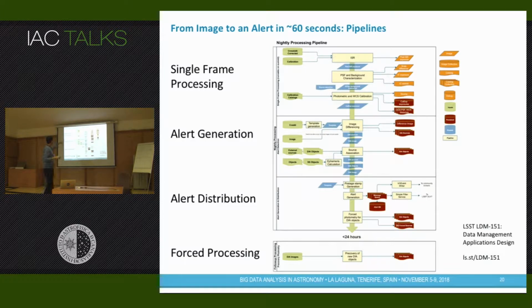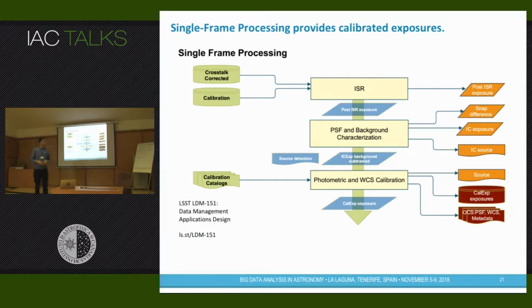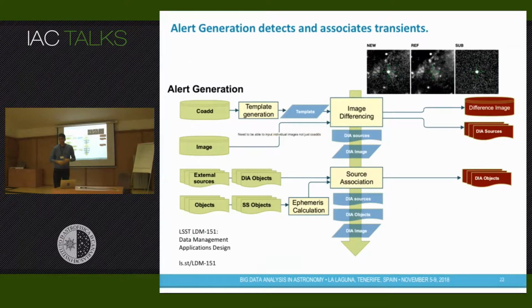And then the first thing that's done is what's called single frame processing. So we take the image, we do instrumental signature removal, everything that I talked about yesterday in the first part of the talk, estimate the PSF, compute an astrometric solution, then calibrate the photometry of the image. And we pass that on to image differencing. We difference that image against a deeper template.